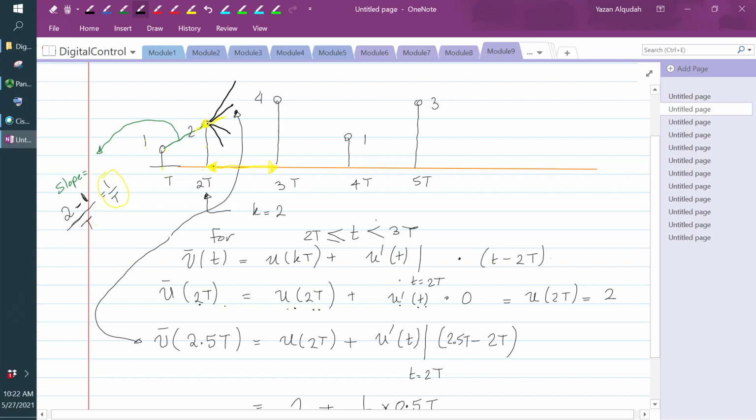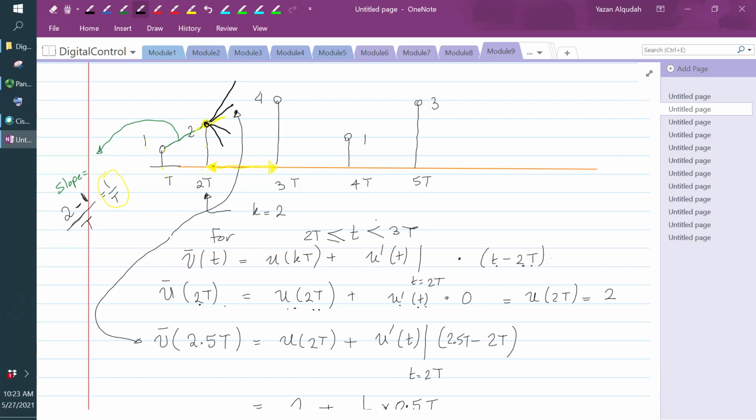So if I calculate this at t equal to 2T, 2T minus 2T is going to equal 0, and therefore I'm going to end up with u of 2 multiplied by T, which is equal to a2. So the estimated signal when t is equal to 2T is just going to equal whatever that sample value is, which is a2.